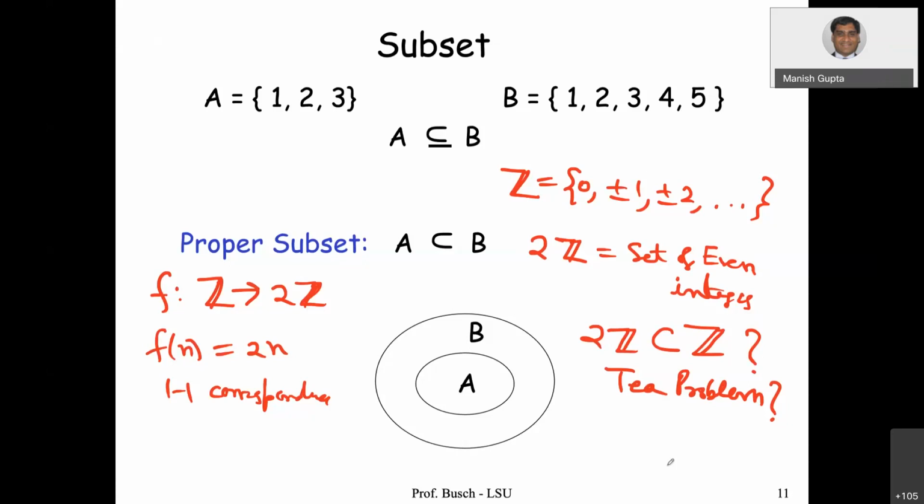There is a one-to-one correspondence here, right? This function f(n) = 2n is a one-to-one correspondence between the elements. You give me one element in Z, I will give you one element in 2Z. If you give me one element in 2Z, I will give you one element in Z. Right? That's why the number of elements in both of them is the same. Okay.